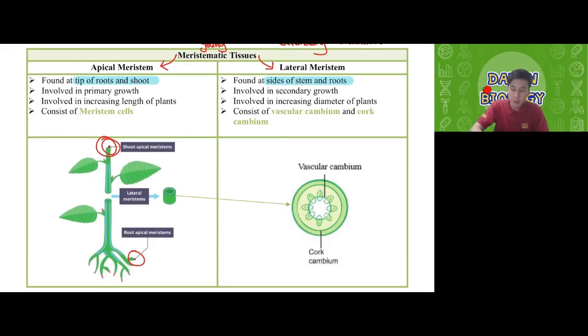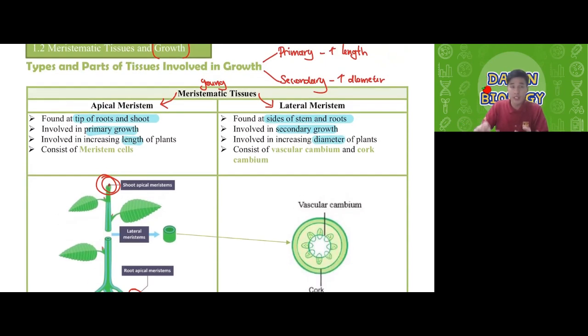So apical meristems are involved in primary growth, and lateral meristems are involved in secondary growth. These meristematic tissues, we mentioned, bring increased length and increased diameter, just like we mentioned already. Inside these meristematic tissues they have meristematic cells. Meristematic cells are basically the cells that form the meristematic tissue, because a tissue will have the same cell, like muscle tissue has muscle cells, epithelial tissue has epithelial cells. So meristematic tissue will have meristematic cells.